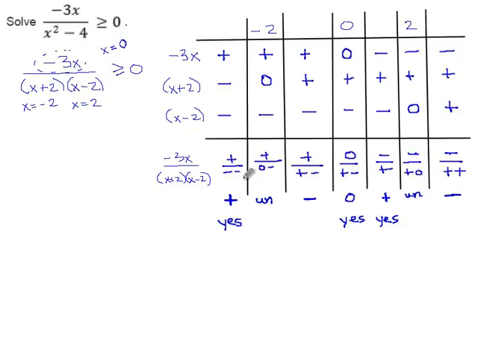So our solution is anything lower than negative 2. I'm going to say from minus infinity up to minus 2, but not including. And then we get 0. 0 is included. And anything from 0 up to 2, but not including 2. At 2 it was undefined, and that's not good enough.